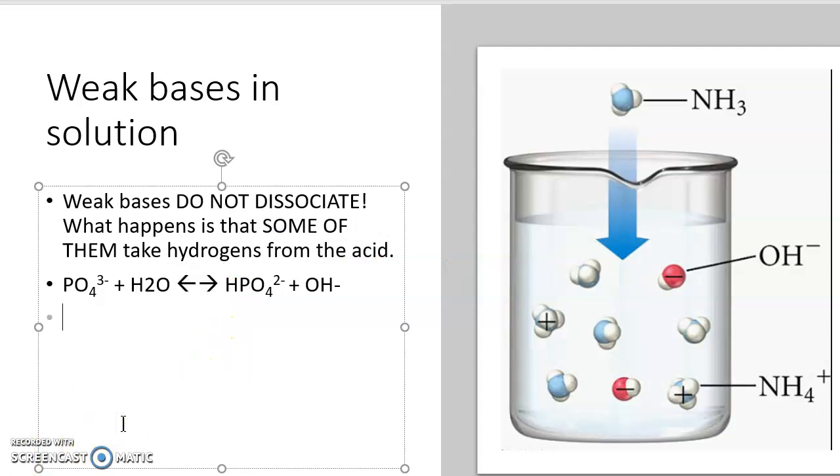So that is it. That is strong acids, strong bases, weak acids, weak bases. How you would tell that it's a stronger weak acid or a stronger weak base by looking at them in the equation and how they behave.